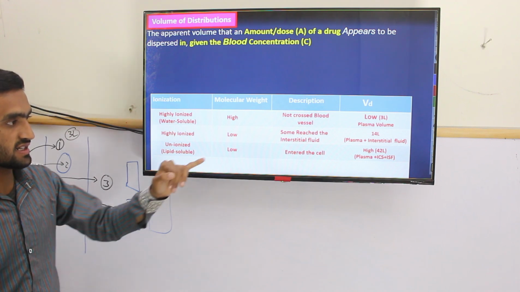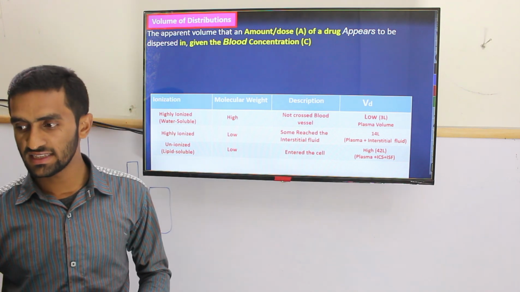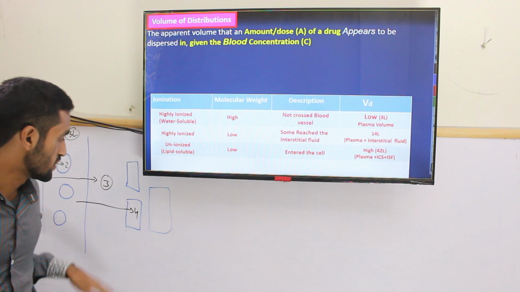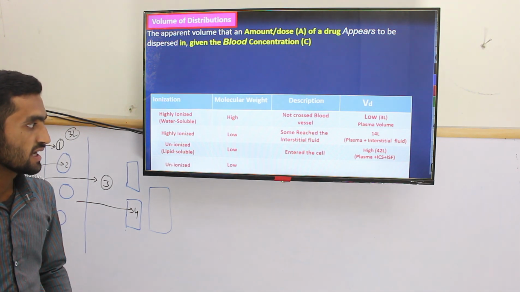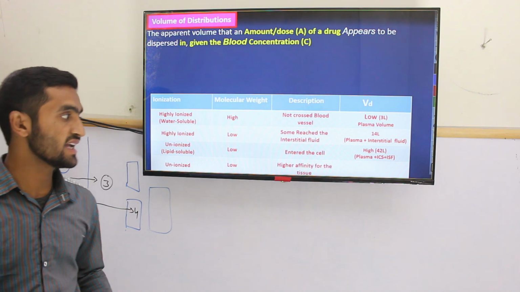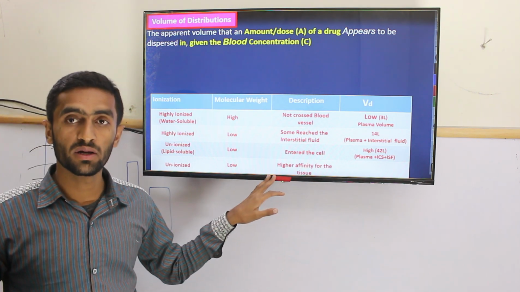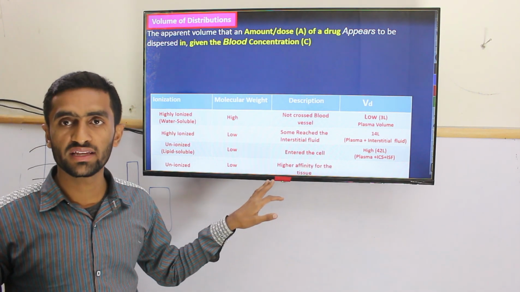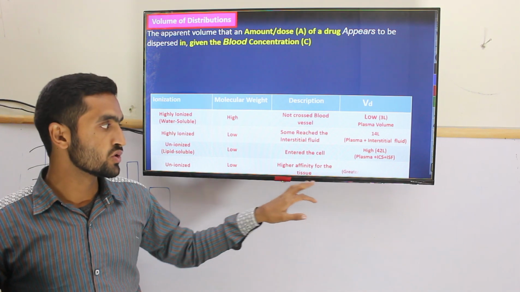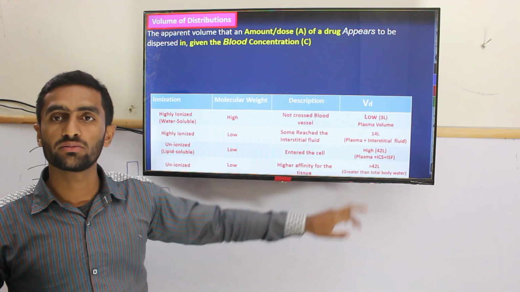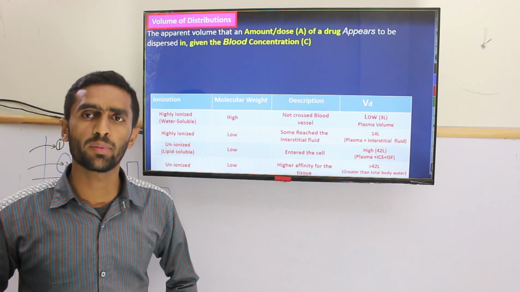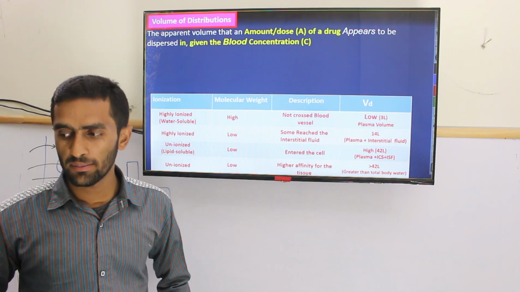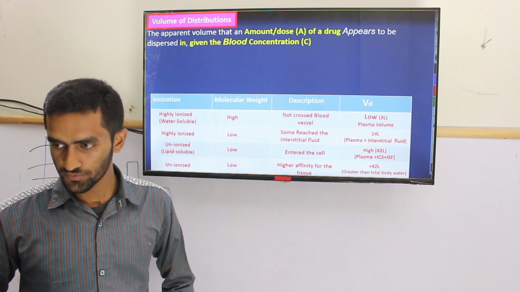ISF is ECF. Okay, so the other drug which is unionized and lipid soluble but has a high affinity for the tissue, meaning it is bound in the tissue, not moving in the tissue, it is bound in the tissue. So its volume of distribution will be more than 42 liters.